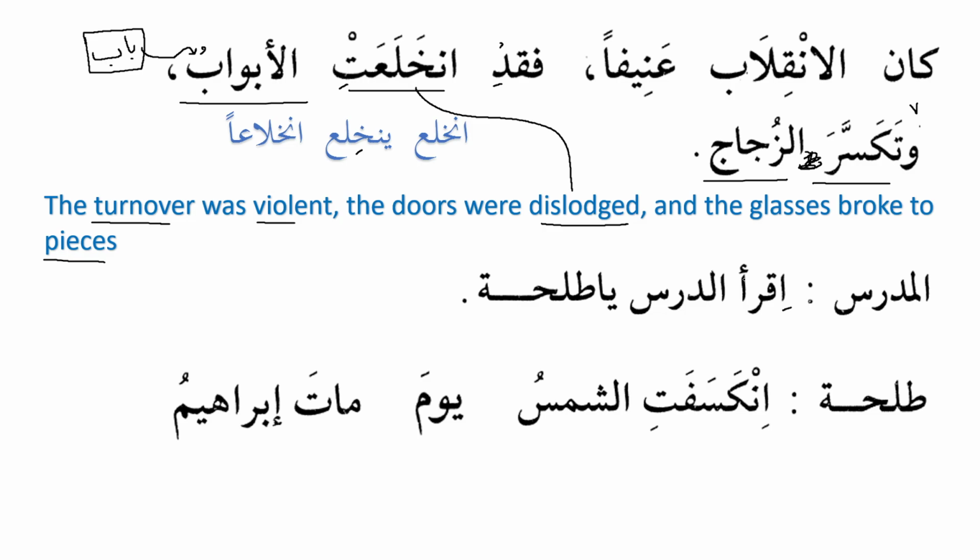Iqra, and then we know that it's sakin, and when we connect it, it will be iqra iddarsa ya talhatu, read the lesson o Talha. Talhatu in kasafati shamsu, and here we have our point number 2, where we will see that the whole sentence is used as mudaf ilayh. In kasafati shamsu, the sun was eclipsed. Yawma, the day, mata Ibrahimu. Ibrahim radiallahu anhu passed away.